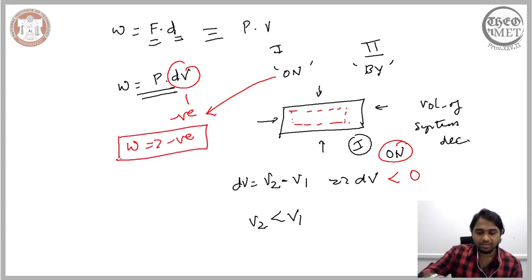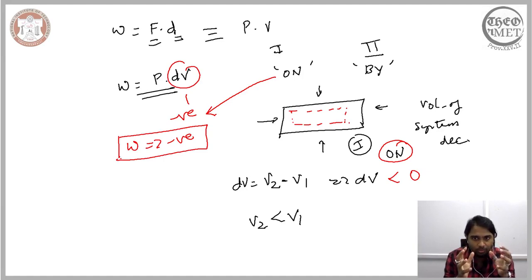So whenever work is done on the system, there is a decrease in the volume. Again, this is a simplistic case, for your understanding. This decrease in the volume means that the dV term that helps us describe the work done is negative, and pressure is always constant. So we assume the pressure to be constant in this condition, and therefore the overall work is negative when we do work on the system.